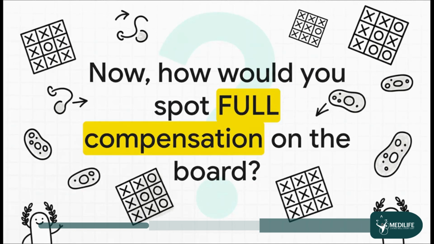Okay, so we figured out partial compensation. But that gets you thinking, right? What would the board look like if the body was fully successful? I mean, if the body's compensation completely fixed the initial problem, where would you expect that pH to be? That's the key to spotting full compensation, and it's the next level of mastering this game.